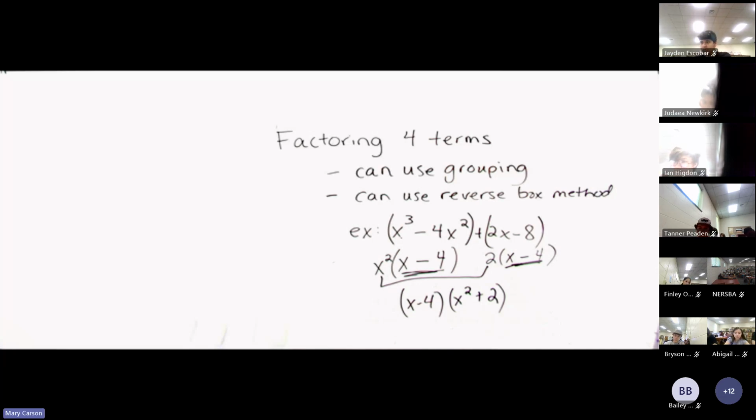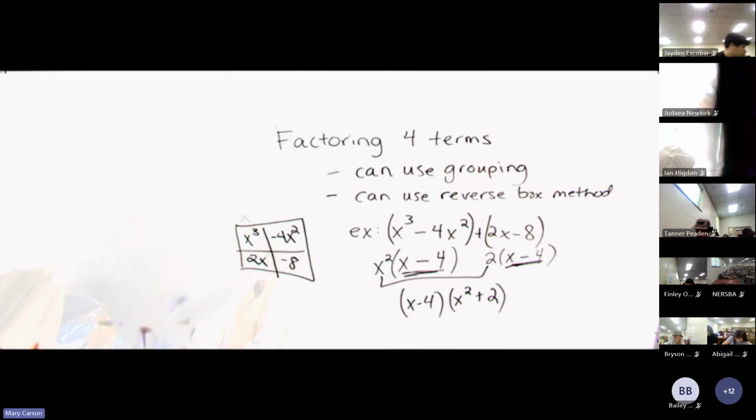Hopefully. The other one is the reverse box. And so what you would do is you're literally just going to put these 4 terms inside the box. So I have an x cubed, a -4x squared, a +2x, and a -8. And then I pull out what they have in common. So what do these two have in common? They both have an x. What do these two have in common? They both have a negative. So I'm going to go ahead and bring out the negative. And they both have a 4 that can go into both of them.